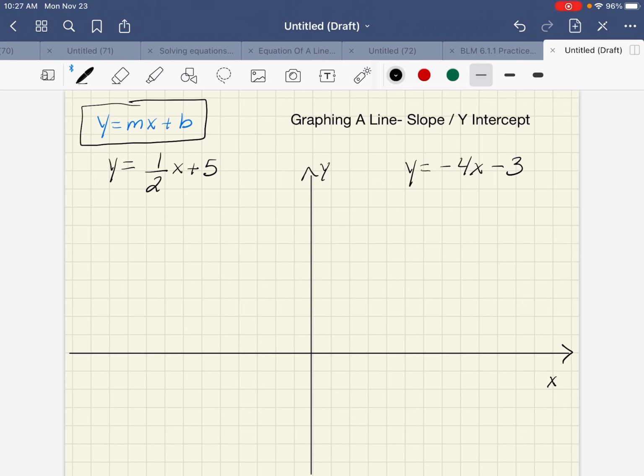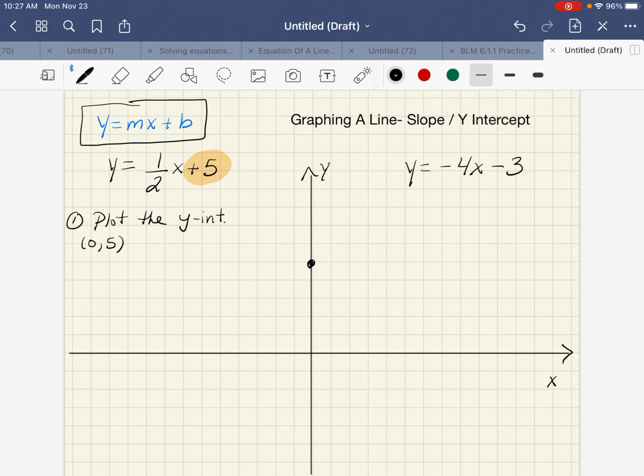So I've got two lines here that I'm going to show you how to graph just by identifying the slope and y-intercept. So first thing you want to do is you want to plot the y-intercept. So I'm just going to write that down. So going here, for this one here, my y-intercept is this part right here, which is 5. So we know that's actually the point (0, 5). So I'm going to plot that first. So right about there.